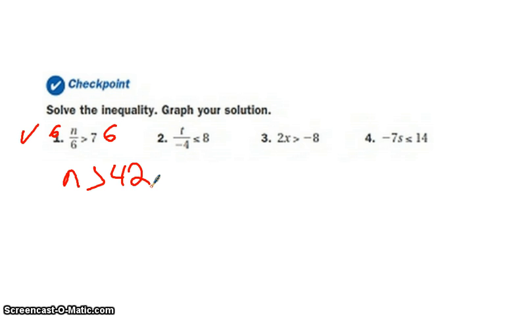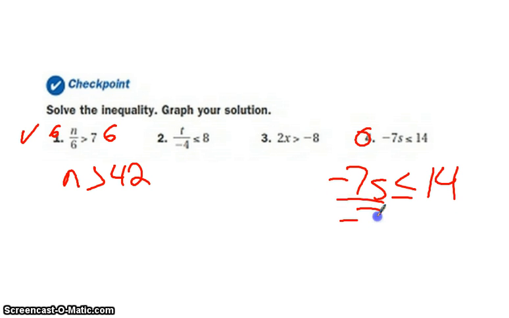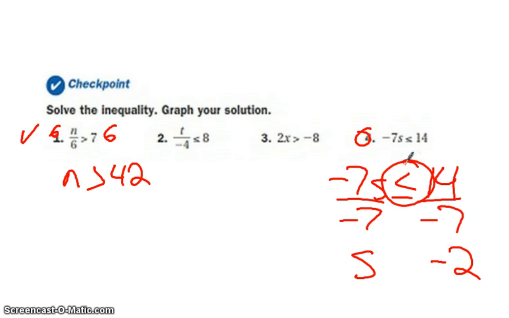All right, over in number 4 here, take a look at this. We have negative 7s is less than or equal to 14. Since I'm multiplying by negative 7, I'm going to divide by negative 7. And since I'm dividing by negative 7, s is going to be negative 2, but we have to change the direction of the sign to make it greater than or equal to negative 2. All right, go finish your problems, and we'll talk with any questions.